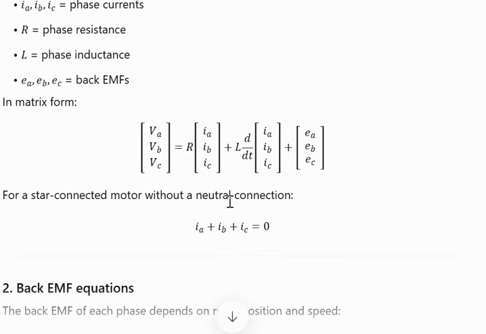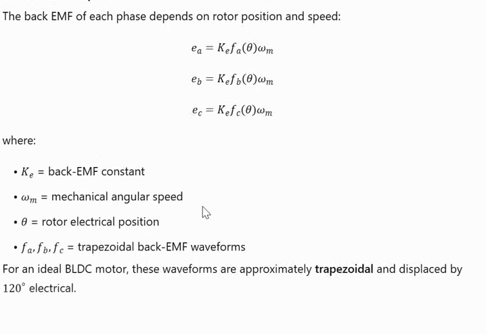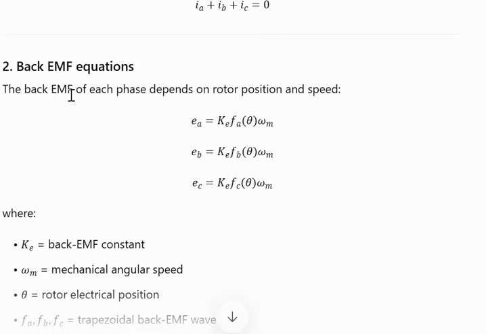For a star connected motor, as it is a balanced circuit, we have a neutral point, so that all the phase currents meet at the neutral point. So the algebraic sum of IA, IB, IC equals 0. Then the back EMF equations.